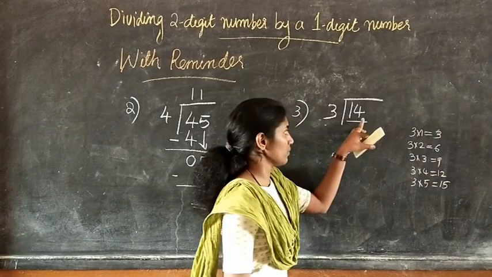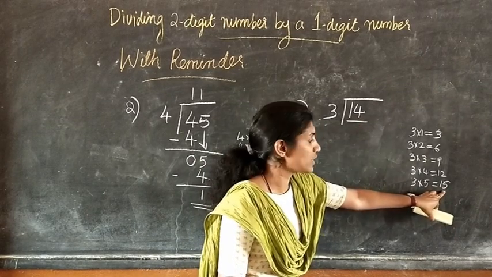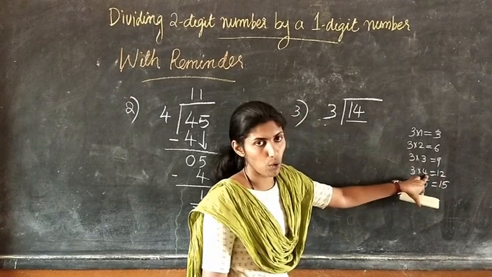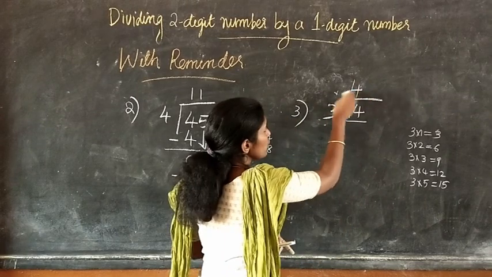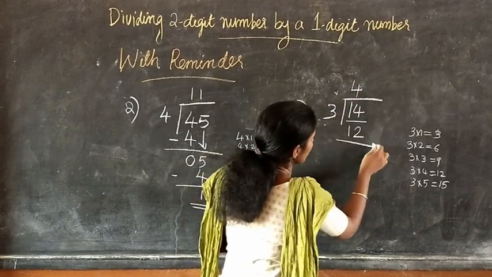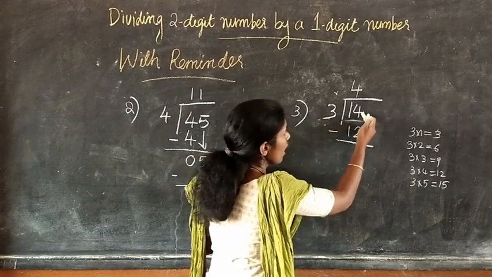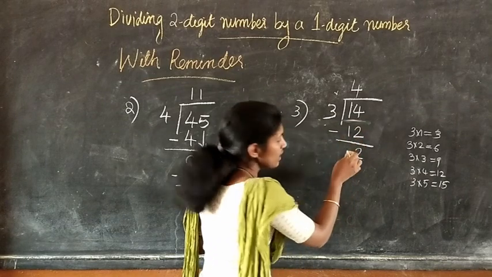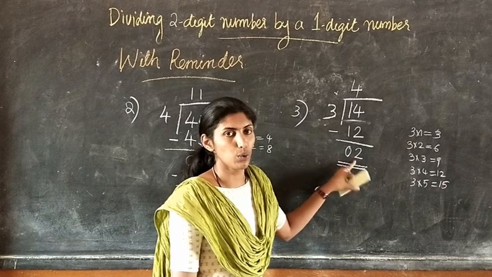Here our dividend is 14. Here we got 15, so we can't take this 15. So we have to take this 12. That means 3 into 4 is 12. So here we have 4. Then 4 into 3 equal to 12. Then we have to subtract. That is 4 minus 2, 2. Then 1 minus 1, 0. So here we got the remainder as 2.